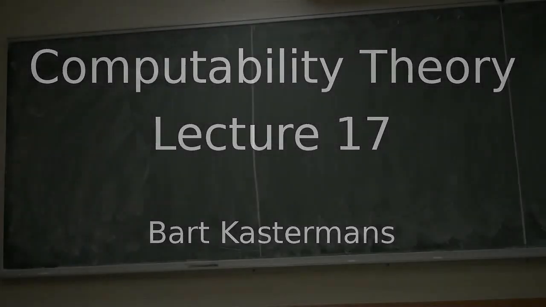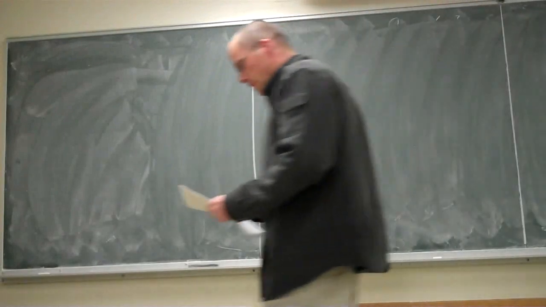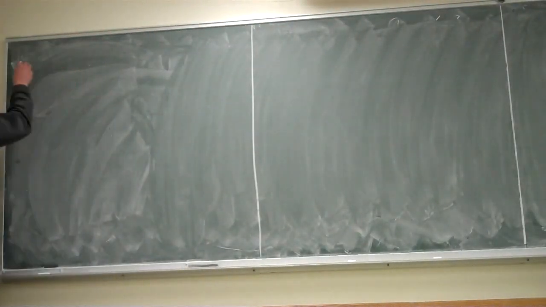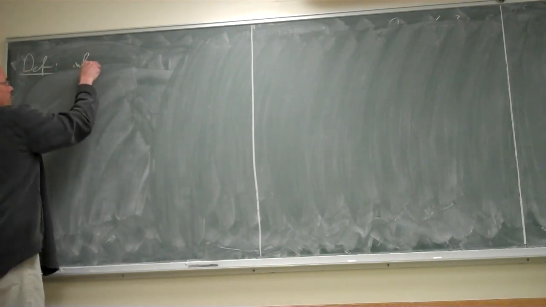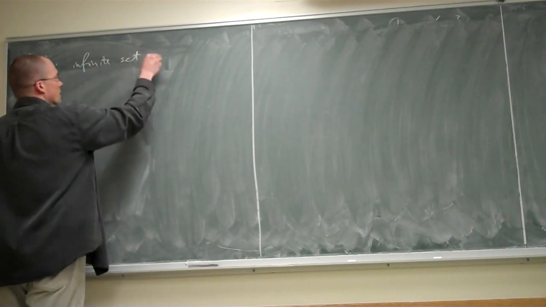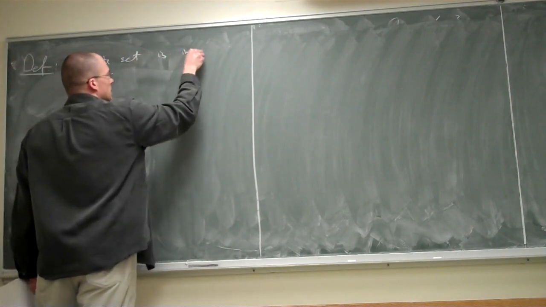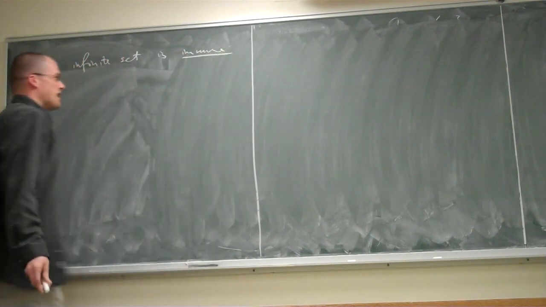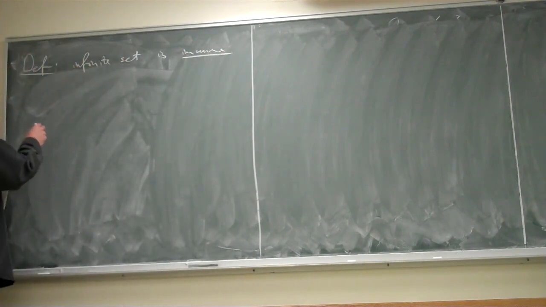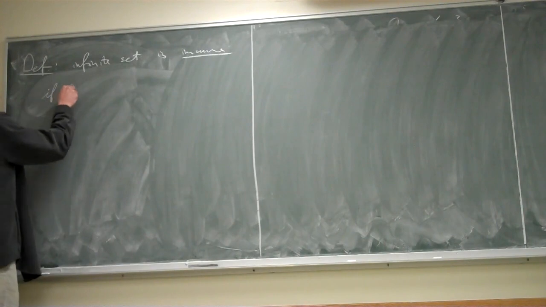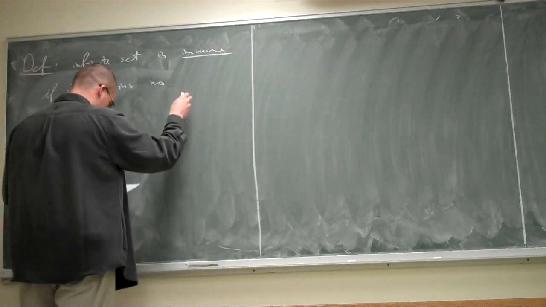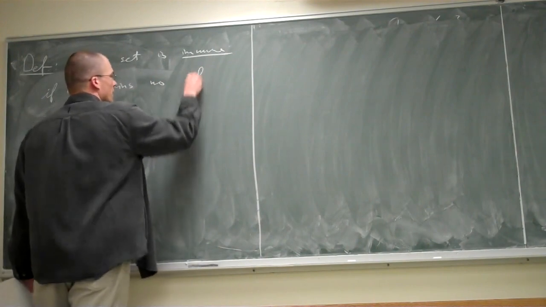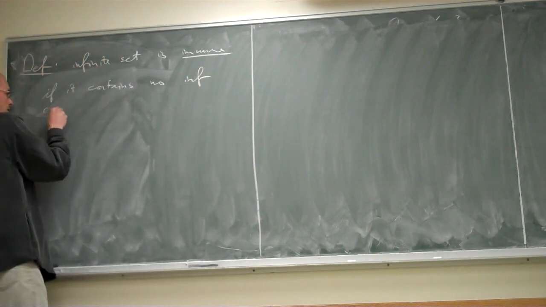What I want to talk about is now simple sets. Starting with the definition. So we say an infinite set is immune if it contains no infinite CE set.